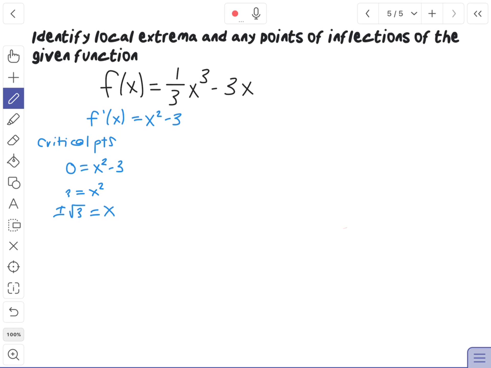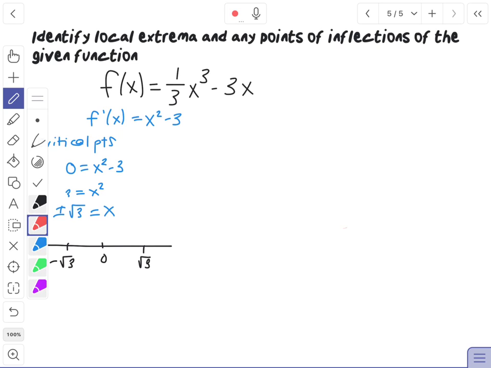And to answer the first question, if we wanted to prove any local extrema, we could think about a sign chart real fast and put in negative square root of 3 and positive square root of 3. And then do some quick calculations of the values here. So if I start with something that's less than negative root 3, like negative 10, when I square negative 10 and subtract 3, that is going to come out to be a positive value.